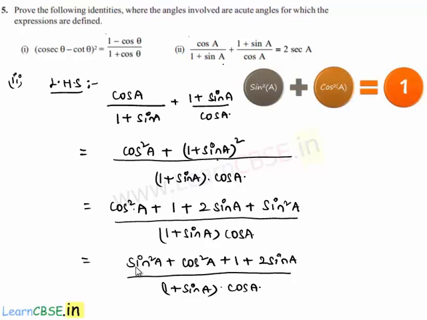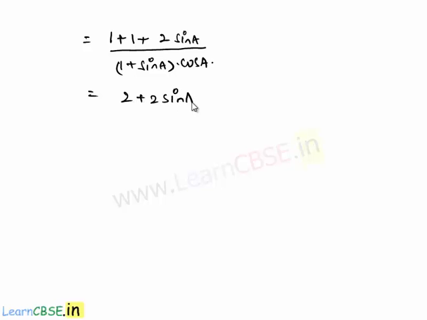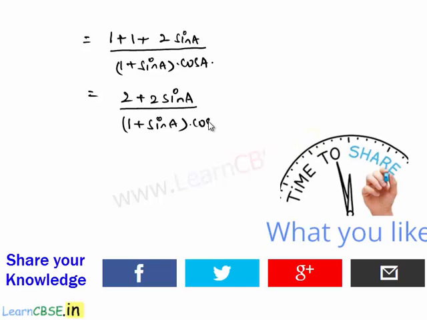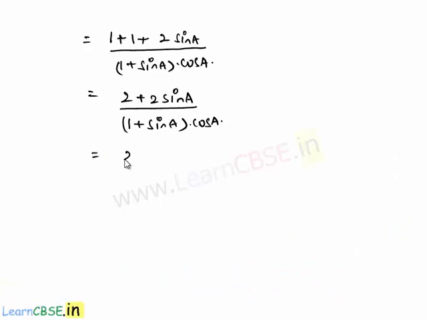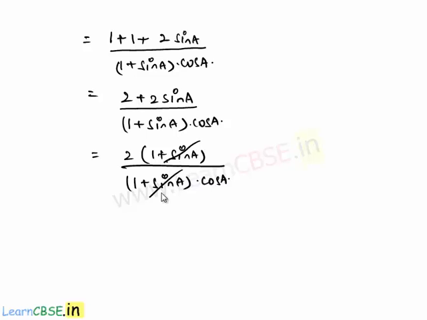Now we have an identity that sin square A plus cos square A is equal to 1. Let us substitute that. Then it becomes 1 plus 1 plus 2 sin A by 1 plus sin A into cos A, which is equal to 2 plus 2 sin A divided by 1 plus sin A into cos A, which is equal to, let us take 2 common in the numerator, then we get 2 times 1 plus sin A by 1 plus sin A into cos A. In the numerator and denominator, 1 plus sin A is common and that gets cancelled.